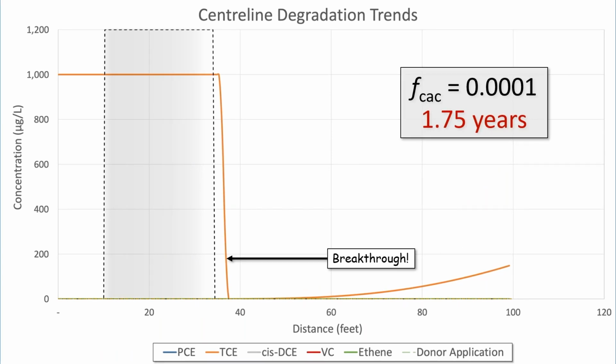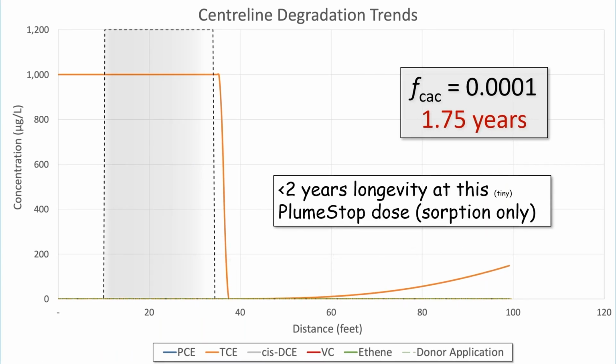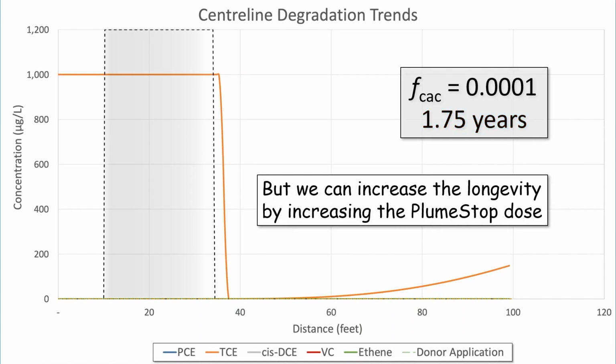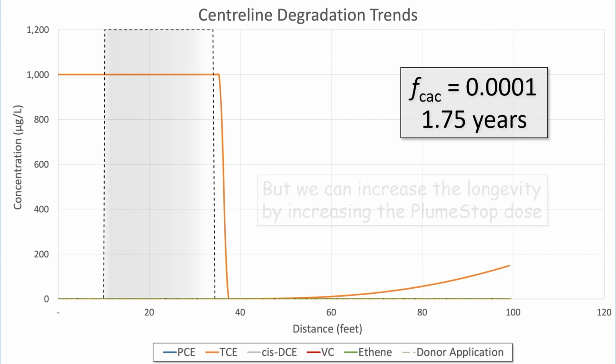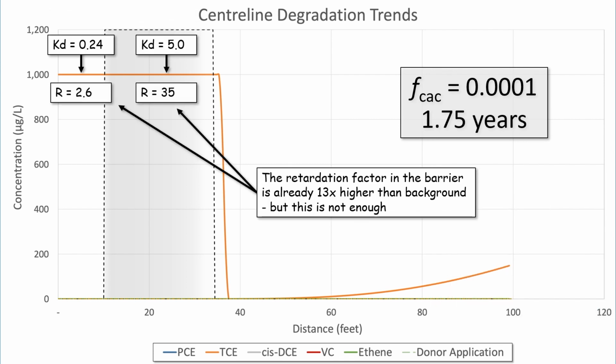So we've got, in this setting, less than 2 years longevity at a tiny dose. That's a small dose. What if we were to increase it? Well, let's try that. We can increase the longevity by increasing the PlumeStop dose. Let's do that. Initial application rate, these are the types of KDs and retardation factors that we've got within the barrier. This is out before the barrier, this is inside the barrier.